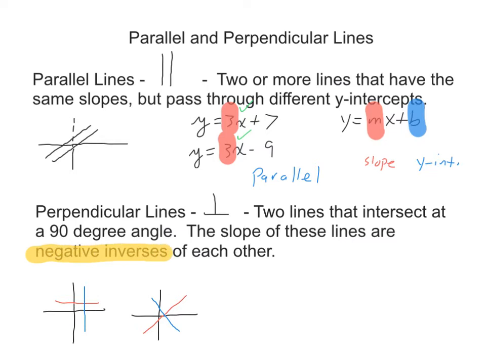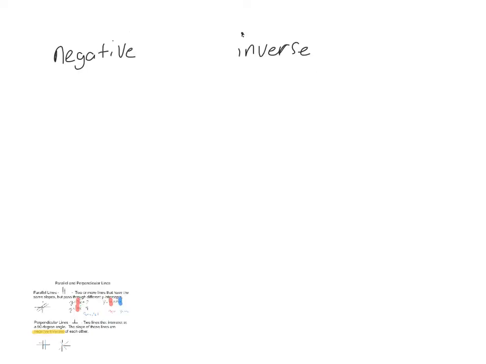So I'm going to go over into a corner here, and I'm going to talk about negative inverse for a second. I wrote these words apart from each other a little bit so we can talk about them separately, exactly what they mean, especially in context here. So the negative: if we take the negative of something, what we're doing is changing the sign.